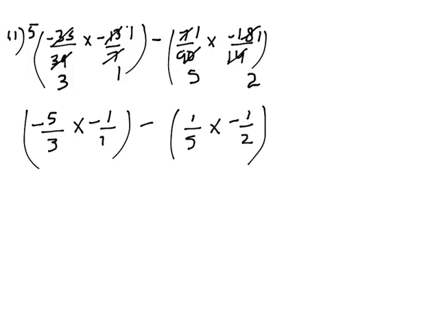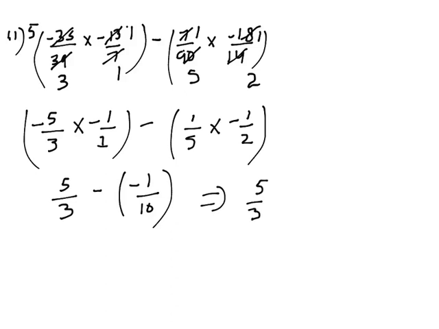Now we will multiply the numbers inside the brackets. Here we have 1 and 1, so we will have 5 by 3. As both the numbers are negative, we will have positive 5 by 3. Then we have negative minus 1 by 10. So how can we write it? We can write it as 5 by 3 plus 1 by 10.